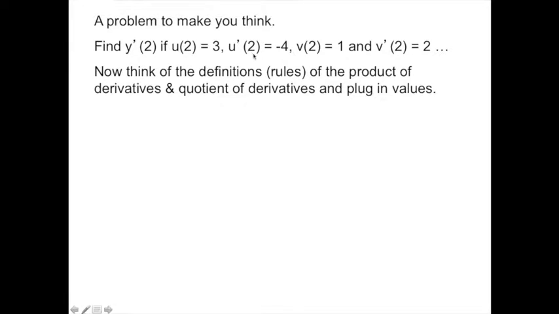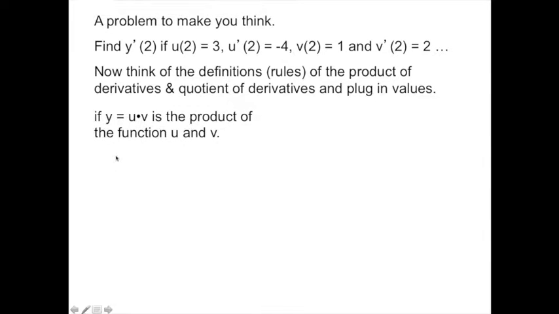So if we think of the definitions or the rules of the product of derivatives and the quotient of derivatives and plug in those values, we can find the value of the derivative of y just using either the table of values or this list of values. Or like I said, we could actually have these values given to you in a graph as well. This would be 2 comma 3, this would be 2 comma negative 4, this would be 2 comma 1 and 2 comma 2 if we would give that to you in a graph for Cartesian coordinates.